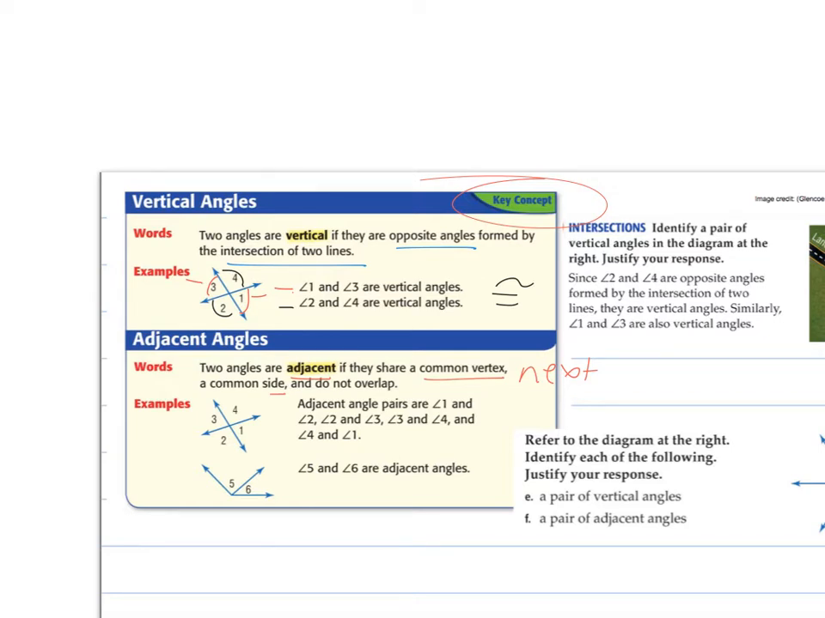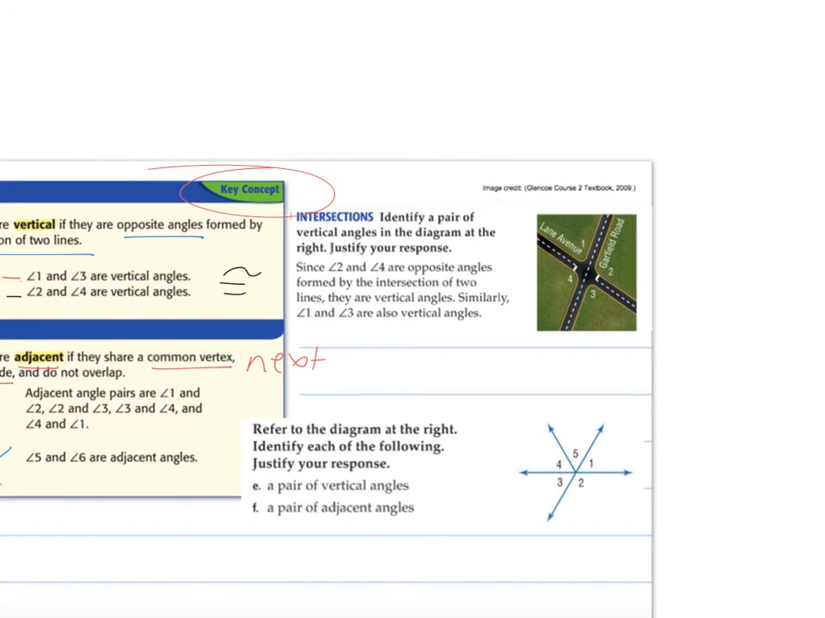In an example like this, 5 and 6 are adjacent angles because they are next to each other, sharing this common side. So in intersections, now you just identify, which is name, the angles in the diagram at the right, and then justify your response. So I could say that 2 and 4 are opposite, formed by two intersecting lines, so that's my explanation, so they're vertical. Similarly, 1 and 3 are vertical because they're opposite each other. So my justification here, because that's important to do, is that they're opposite of each other when two lines intersect. That's an example of how to do that.